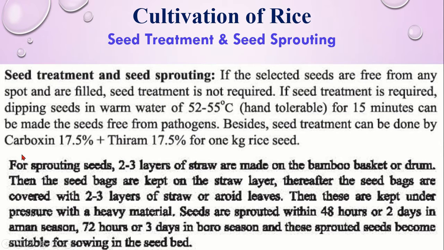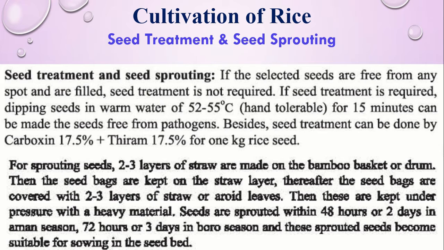For sprouting seeds, 2-3 layers of straw are made on the bamboo basket or drum. Then seed bags are kept on the straw layer. Thereafter, these seed bags are covered with 2 to 3 layers of straw or arrowhead leaves. Then these are kept under pressure with a heavy material.